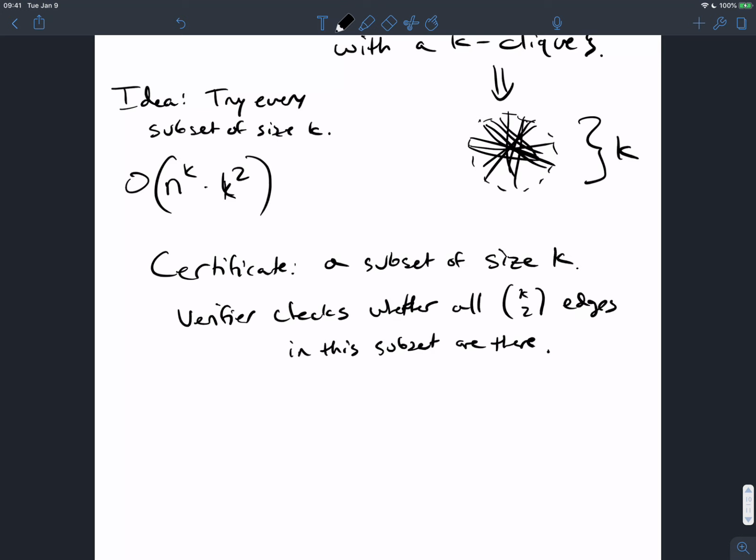So what can I say about the problem clique? It's in NP. Great. No one knows whether it's in P or not, and we'll hopefully show some evidence for that. But it's definitely in NP for sure. Any questions on that?